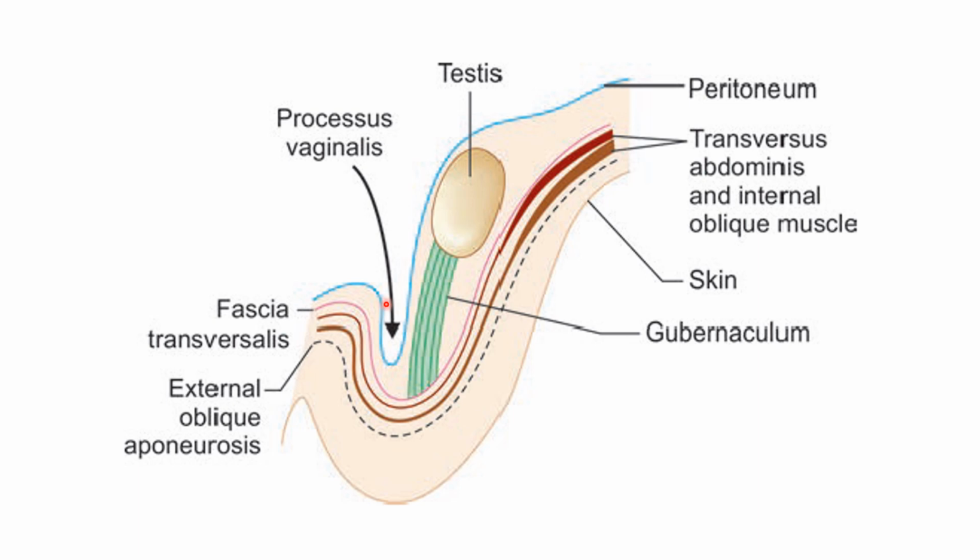The next factor will be the gubernaculum. We can see the gubernaculum over here. This is the developing testis.